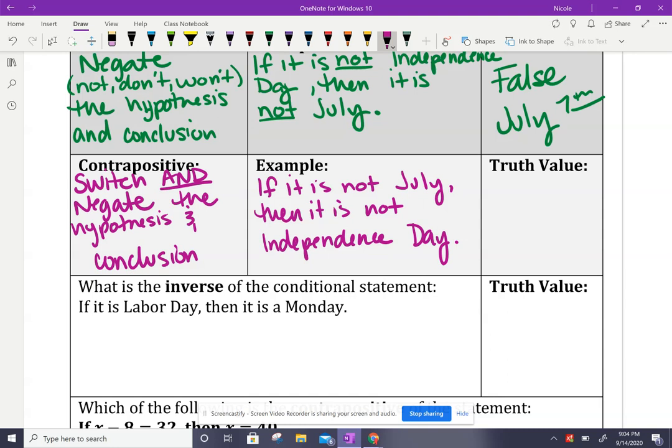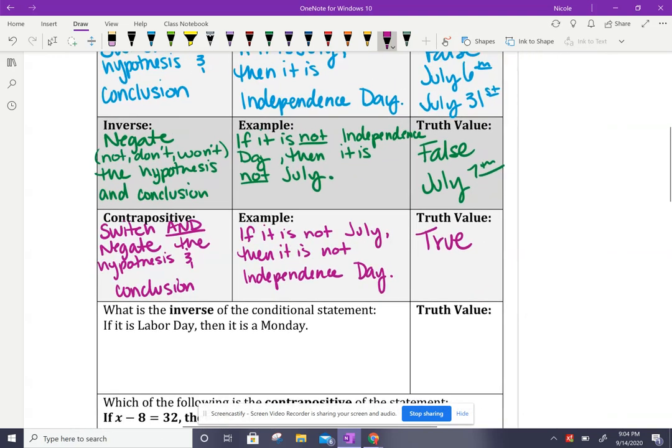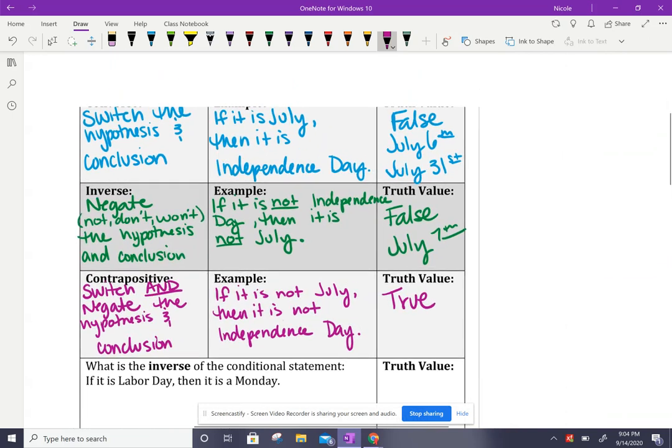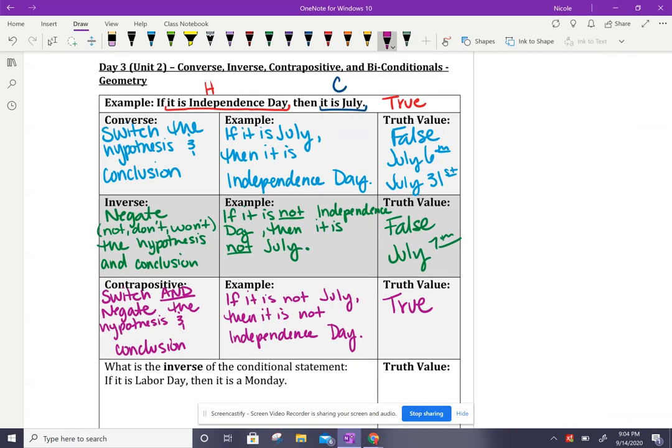And to decide our truth value here, if it's not July, then there's no way it could be Independence Day. I'm not saying it could not be another day in July, but if we are not in the month of July, it is definitely not possible for Independence Day to happen. And that is true.